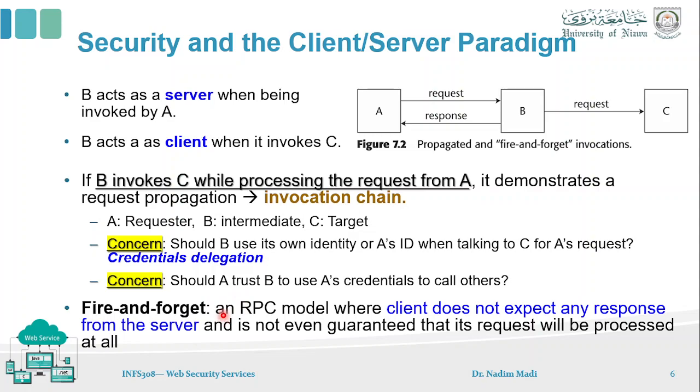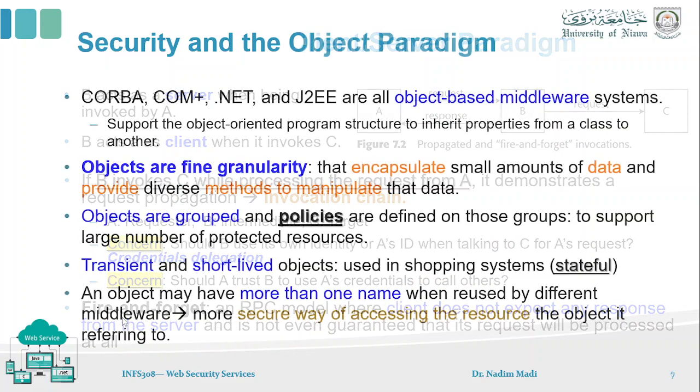It can actually imitate a fire and forget model, which is defined as an RPC model whereby the client does not expect any response, meaning that A doesn't expect any immediate response. Whenever A sends its request, it should be sure that there is a series of intermediate nodes who are going to handle the request. There will be a response, but not in instant time. So A sends a request and does not expect an immediate response. We call this fire and forget.